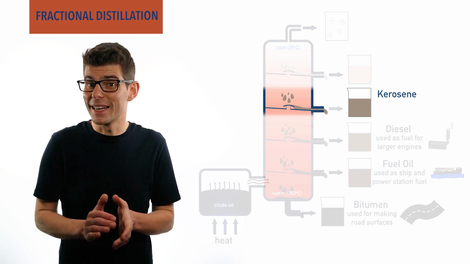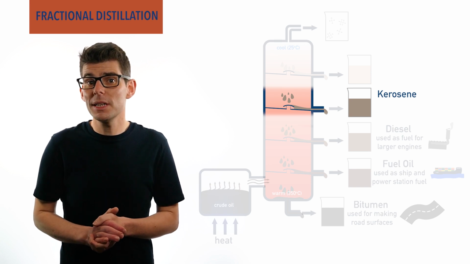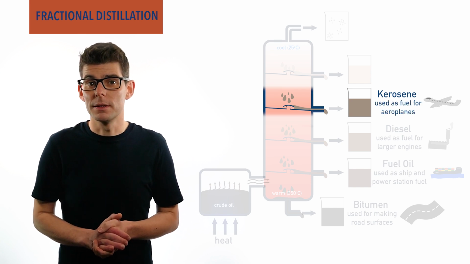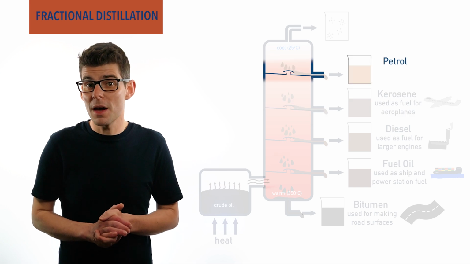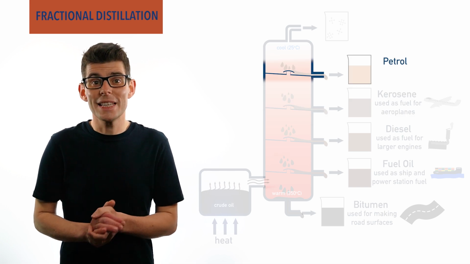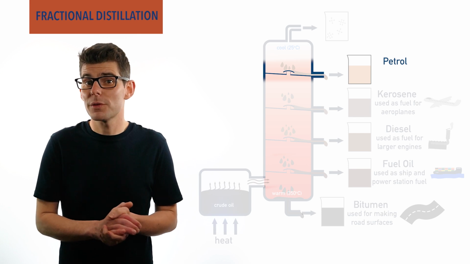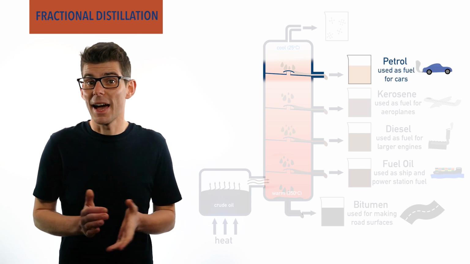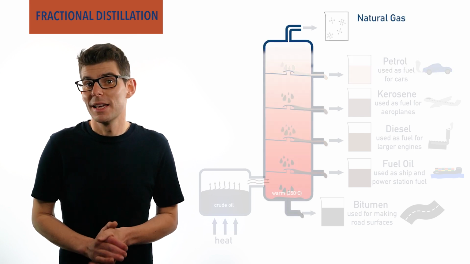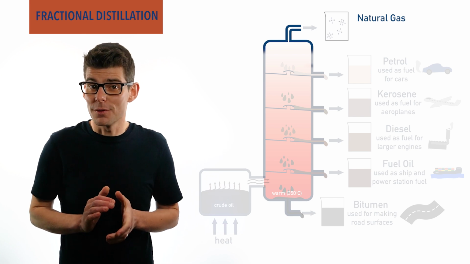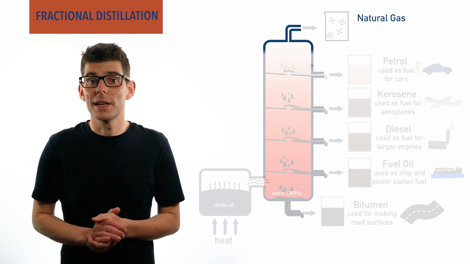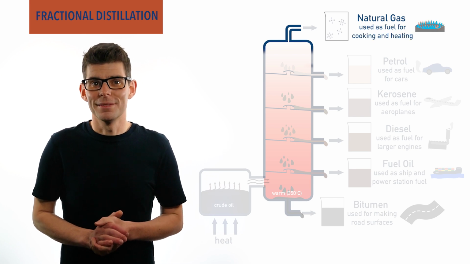Kerosene, which is thinner again than diesel and is commonly used as a fuel for aeroplanes. Petrol, a very thin and runny liquid that easily ignites, highly flammable, and is used as a fuel for smaller engines and cars. And finally, natural gas, a gaseous fraction that burns very easily and is often used as a heating fuel and for cooking.